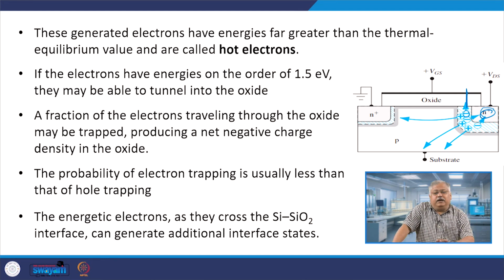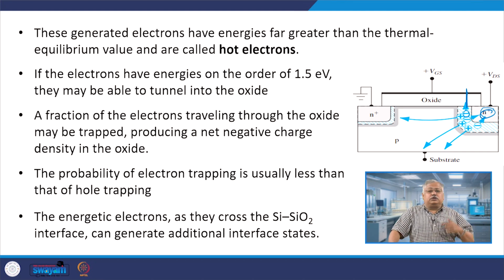There are many techniques now available by which you can reduce these negative impacts of hot carrier effect on the device. Just for information's sake, the probability of electron trapping is usually less than that of hole trapping, and energetic electrons as they cross the silicon dioxide interface can generate additional interface trap charges. So, there are three phenomena occurring here: there will be a current flowing through the drain, there will be a current flowing through the substrate because of the EHP generation, and there will also be a current flowing directly to the gate side because of direct tunneling.